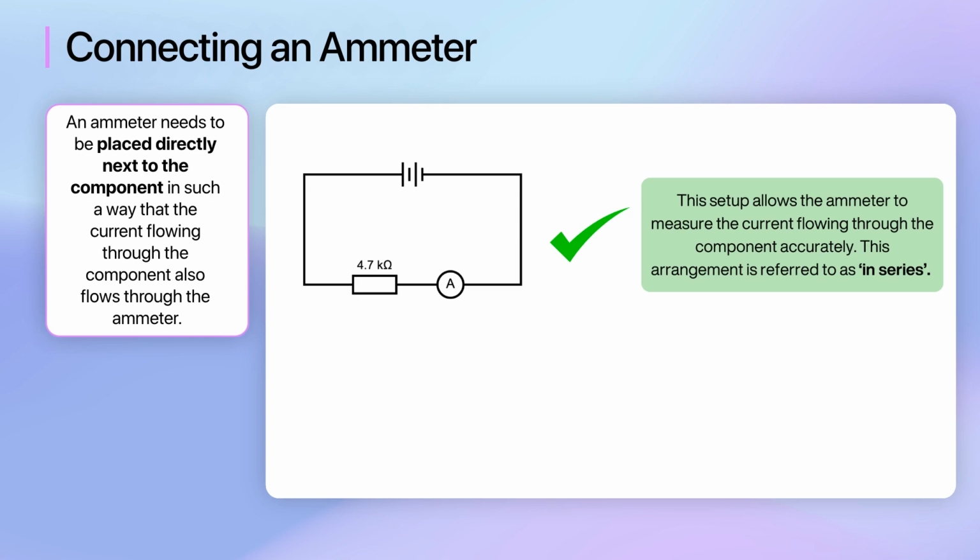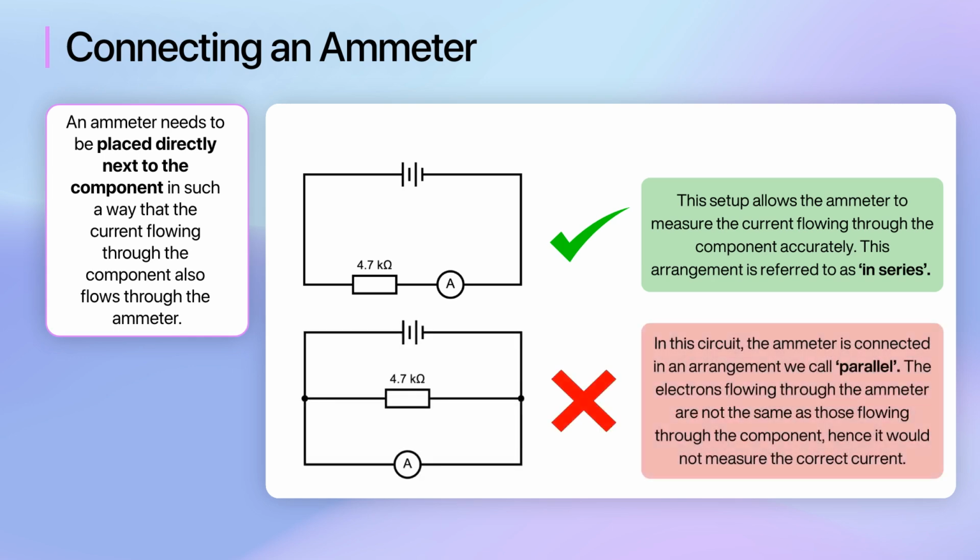If the ammeter is not placed in series, it won't measure the correct current flowing through the component. Look at this circuit, for example, where the ammeter is connected in an arrangement we call parallel. The electrons flowing through the ammeter in this case are not the same as those flowing through the component. Hence, it would not measure the correct current. Later on, we will examine connecting components in series and parallel in more detail.